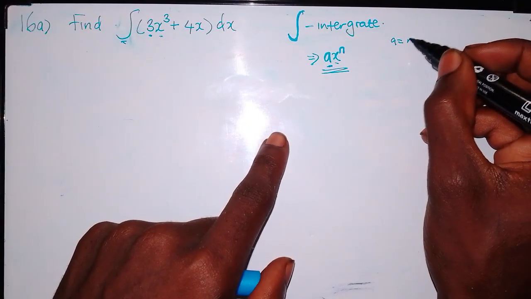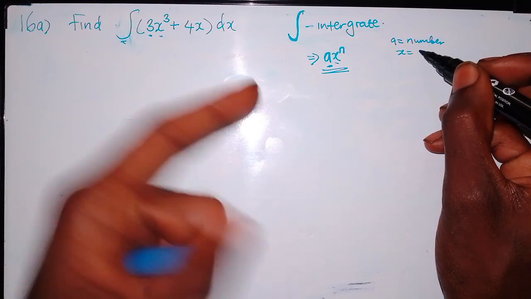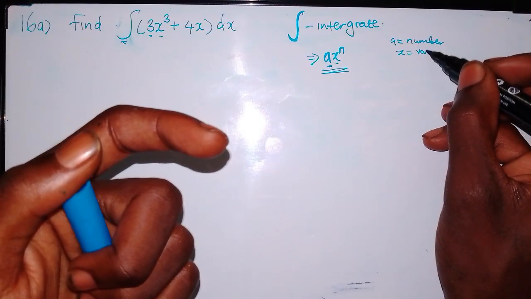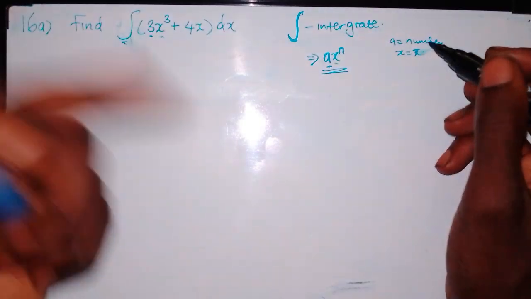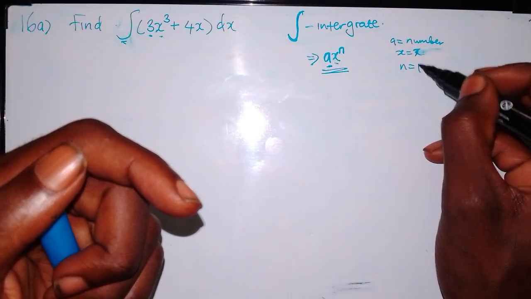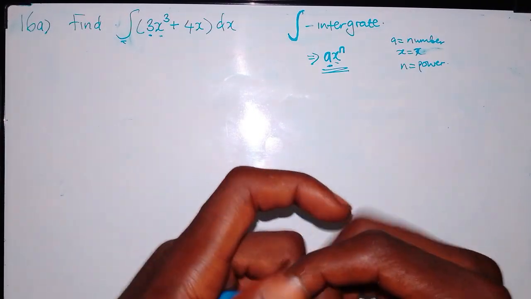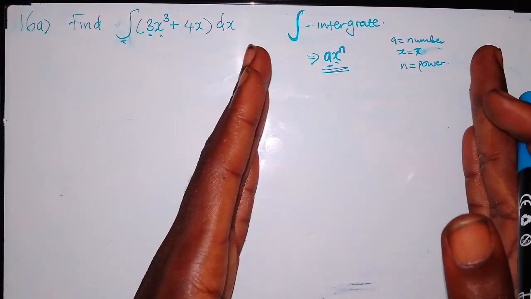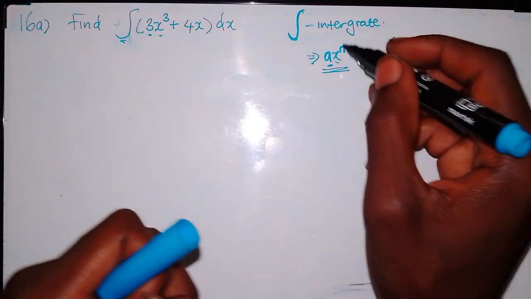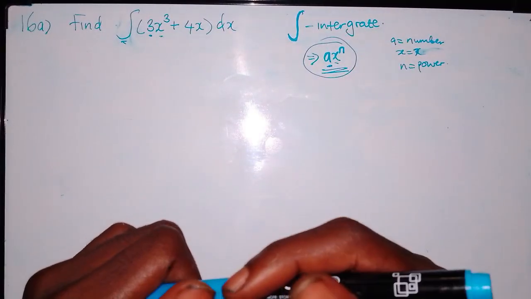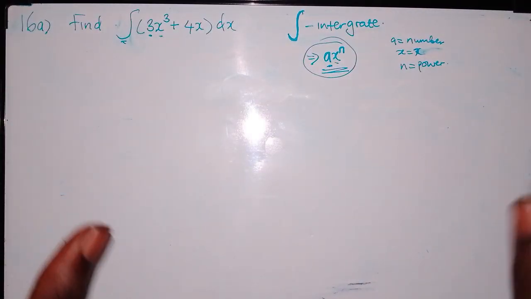So a is the number. Then x is just x, or a variable. x is x. Then n represents the power. These are the three things which you need to know before I show you the formula which you are going to use to solve this question on integration. This is the expression which you will see on questions about calculus.